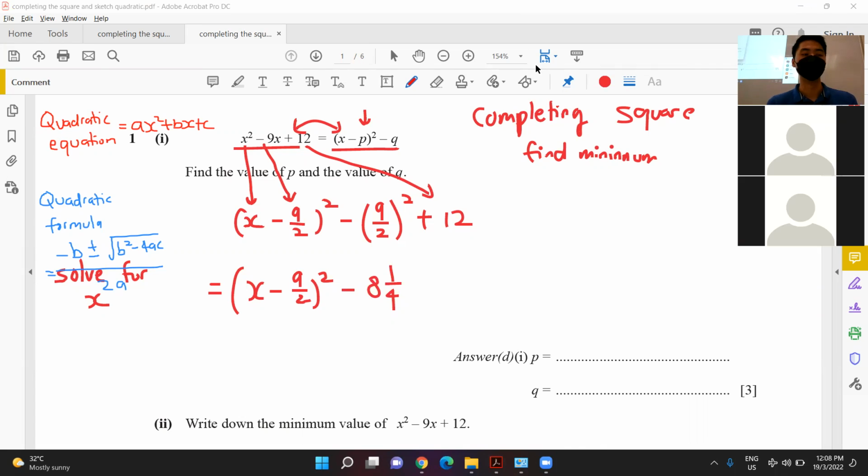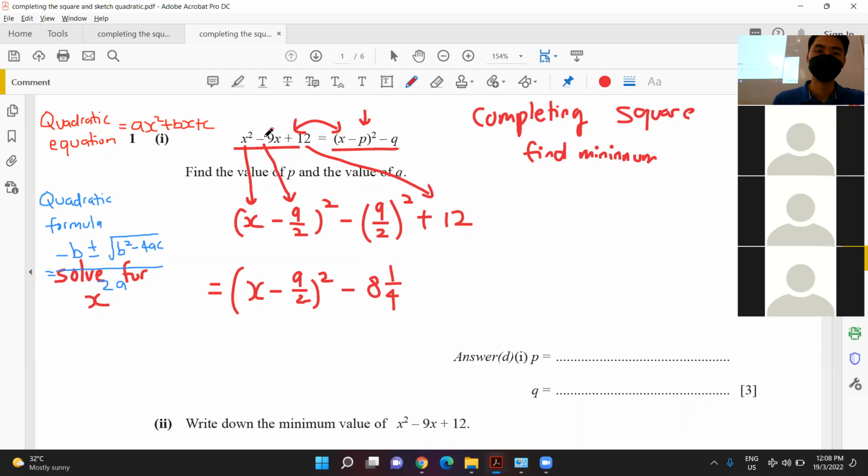Anyone already confused at this part here? Teacher, for the first line, how did you get 9 over 2? 9 over 2 is from here, you see we half this, right? 9, we half it to become 9 over 2. Then what about the second part? The 9 over 2 here is a copy of whatever this is. So this is copied into here.